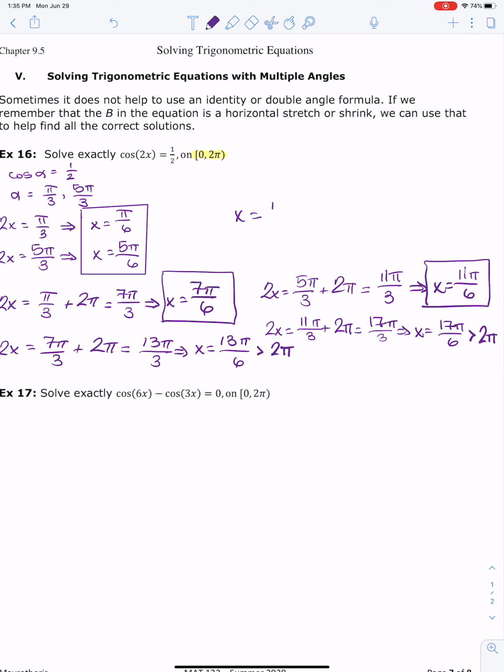So my solutions are actually pi over 6, 5 pi over 6, 7 pi over 6, and 11 pi over 6.